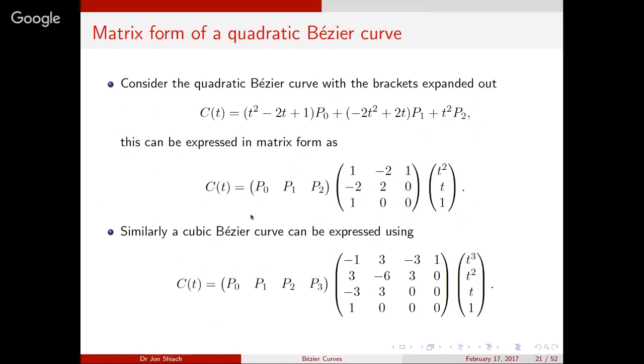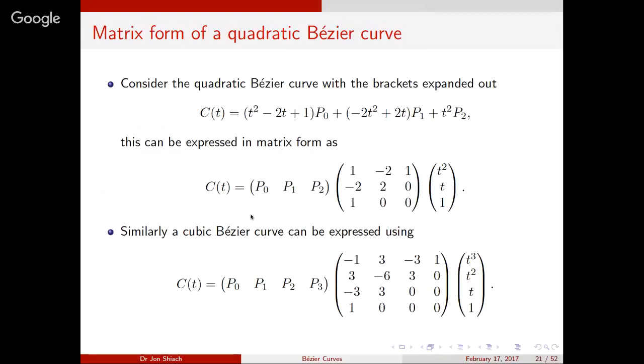Now, what I've done here is I've expanded out the coefficients of the Bezier curve. So here we have 1 minus t squared, this was 2t times 1 minus t, and that was just t squared. So all I've done is I've kept the coefficients there, I've just expanded out those brackets.